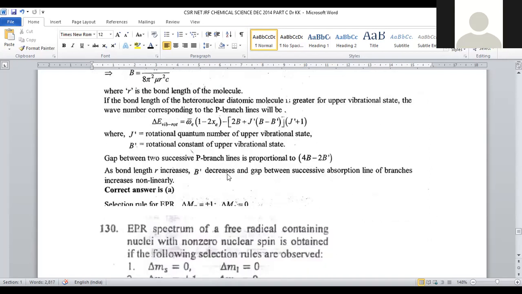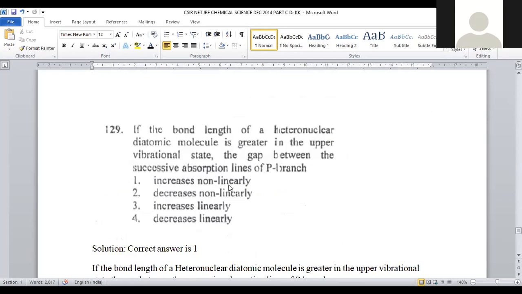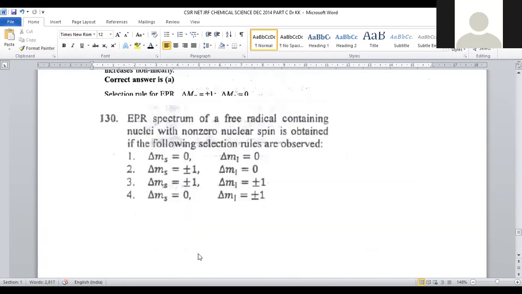As the bond length R increases, B prime decreases because both are inversely proportional. So the gap between the successive absorption lines in the branch increases non-linearly, because for the P branch, two successive P branch lines are proportional to 4B minus 2B prime. That's the reason why it will increase non-linearly. That is provided in option number 1. For question number 129, option number 1 is the right answer.